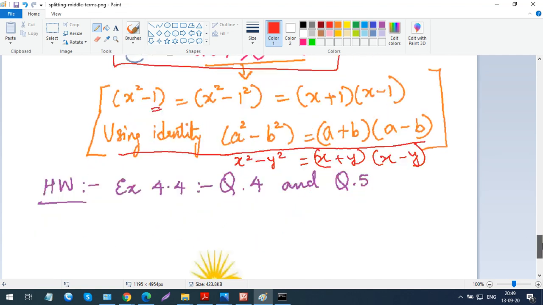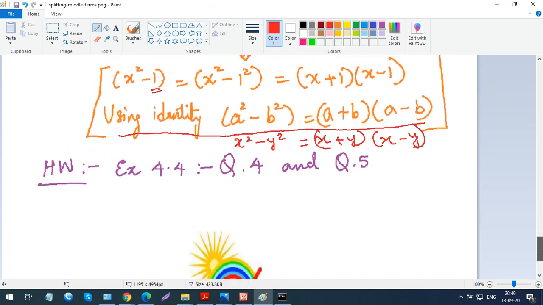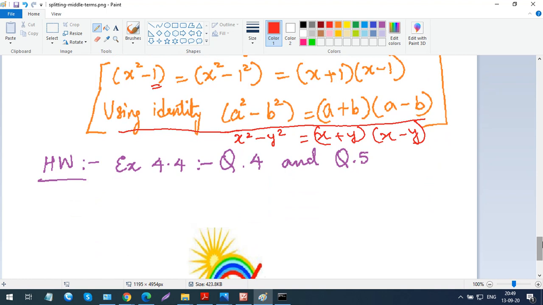So now you can just take this exercise 4.4 and complete fourth main and fifth main. Okay, you don't have to solve the examples which I have given, but all the problems in the exercise have to be solved. Okay, do it in your classwork. So this is the end of our chapter.